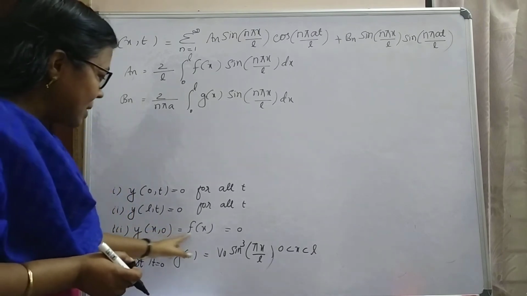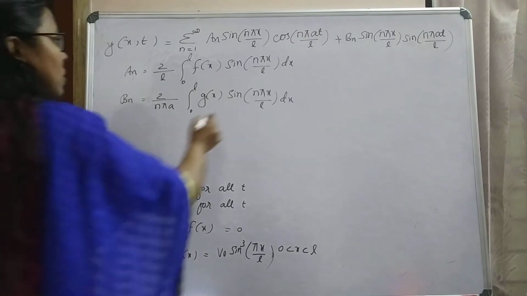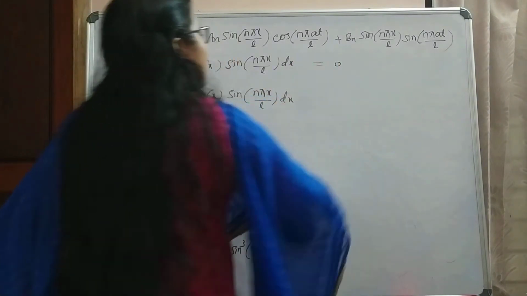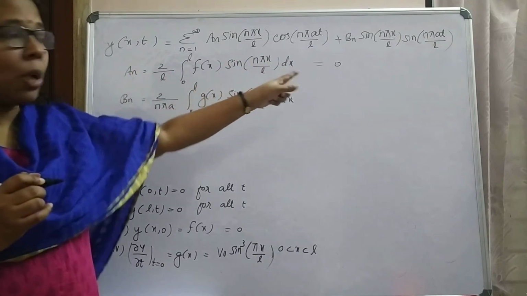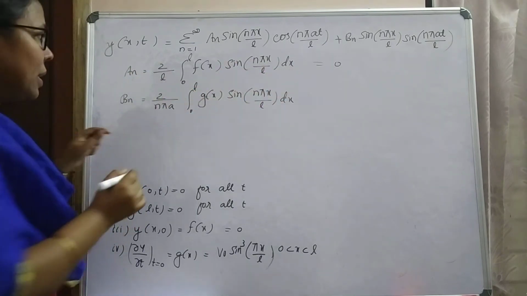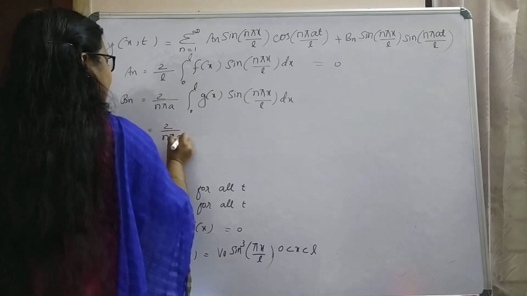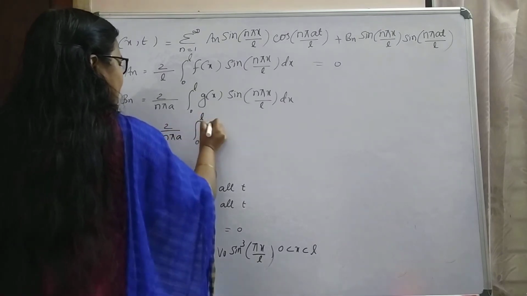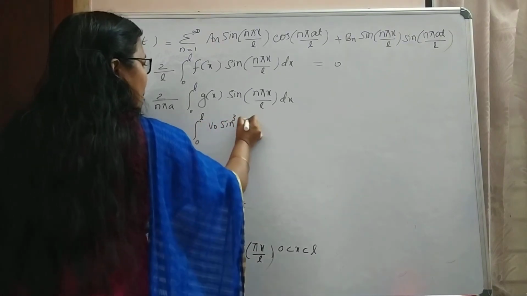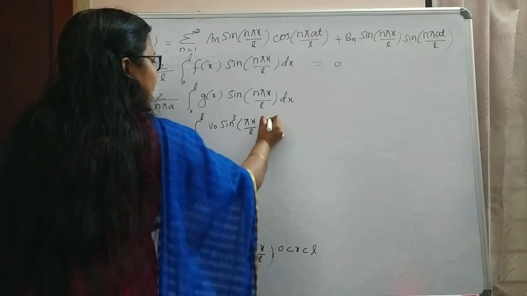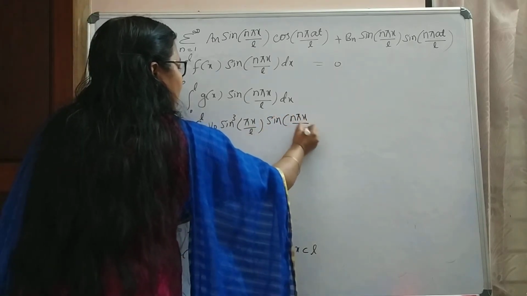Here f of x is given as 0. Therefore an equal to 0. Since f of x is given as 0, an equal to 0. Now we have to find bn only. That is 2 by nπa integral 0 to L g of x is v0 sin³(πx/L) sin(nπx/L) dx.